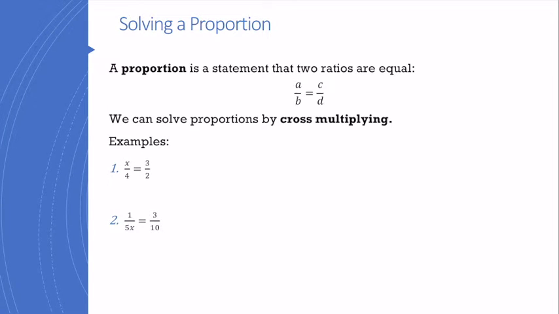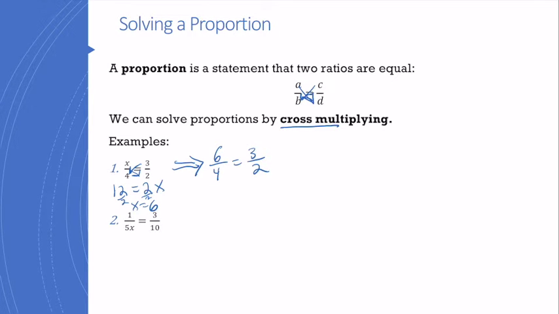A proportion can be solved by cross multiplying. In order to solve this, I would cross multiply A times D and C times B. So let's take a look at example 1. I have x over 4 equals 3 over 2. If I cross multiply, I get 3 times 4, which is 12, equals 2x, and if I divide both sides by 2, I get x equals 6. You can see that if I substitute 6 back in, 6/4 is indeed equivalent to 3/2.